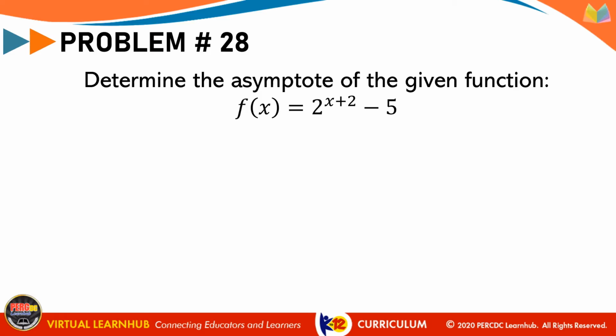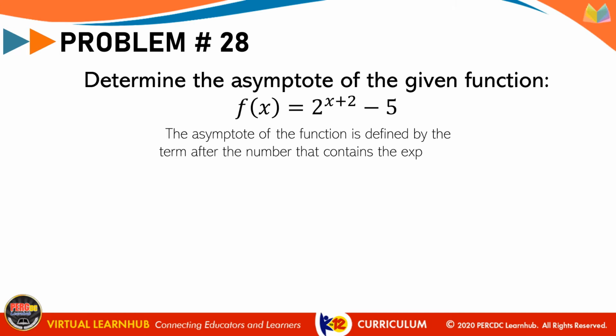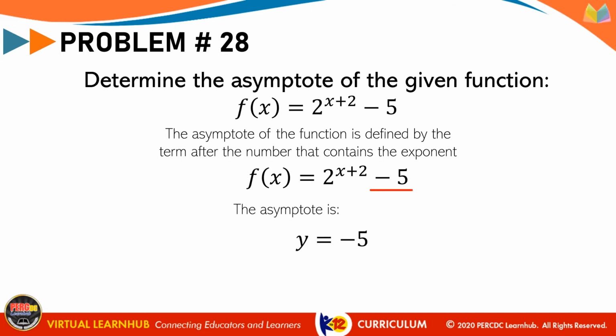For problem number 28, determine the asymptote of the given function f of x equals 2 raised to x plus 2 minus 5. So the asymptote of the function is again defined by the term after the number that contains the exponent. So if we have here f of x equals 2 raised to x plus 2 minus 5, that is negative 5. So the asymptote is y equals negative 5.